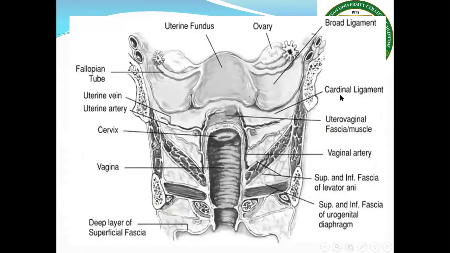Here is another picture for the supporting tissue. This is the urogenital diaphragm, the lower support. This is the levator ani muscles, okay? And here the transverse cervical ligament, or the cardinal ligament, from the cervix to the pelvic side wall.